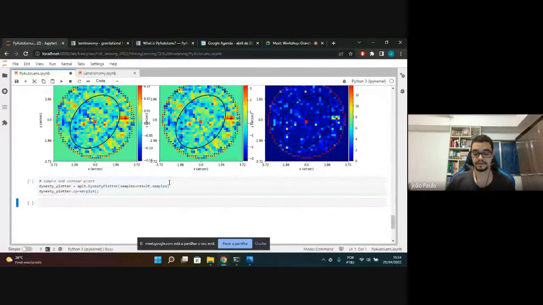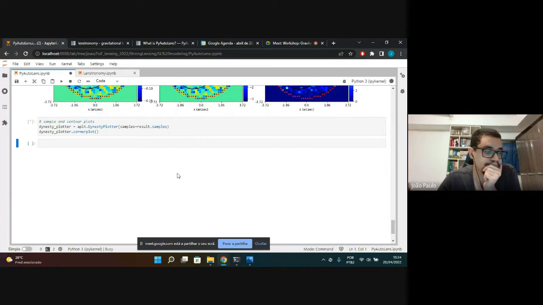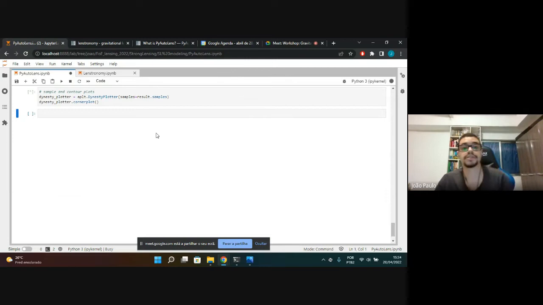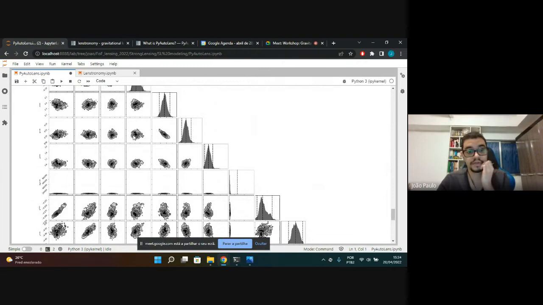Finally, we can see some samples. It can take a while to run the cell. Let's wait. We are going to see some samples for each parameter. So here we have each parameter of this fit, and we have some samples and also confidence curves. Okay, so this is the main idea of PyAutoLens.